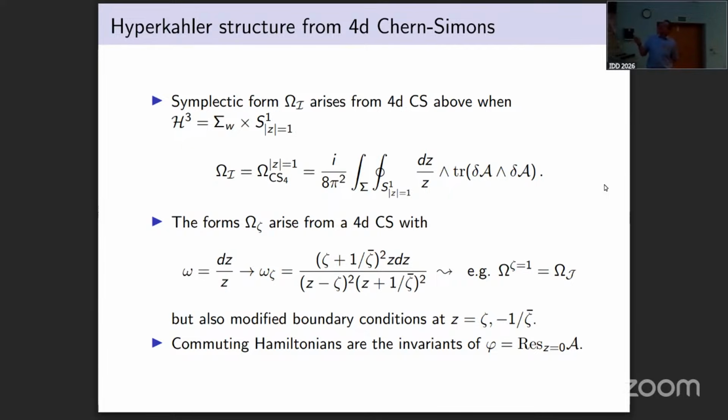And just to say that you can also access the commuting Hamiltonians from the 4D Chern-Simons perspective, because they are invariants of this phi, which is just a residue at z = 0 of A. So you can do it. I'm still slightly unclear of the status of this, but that was what we put in the paper.